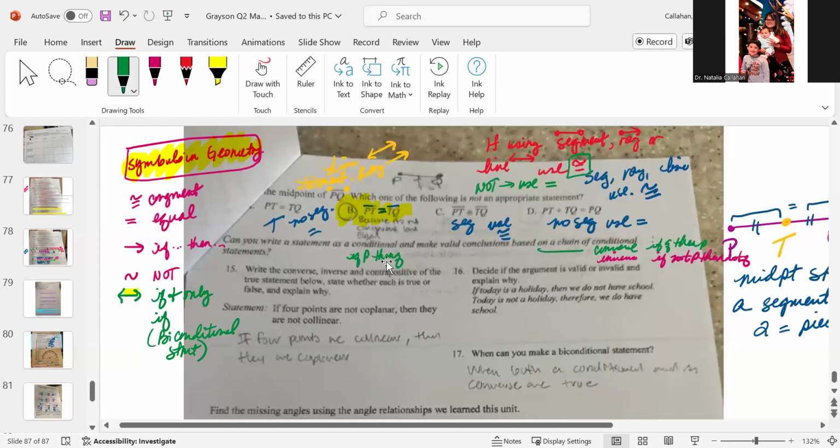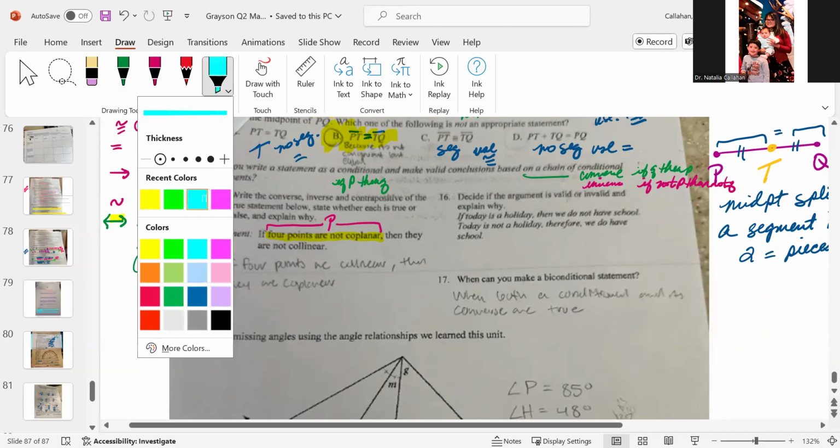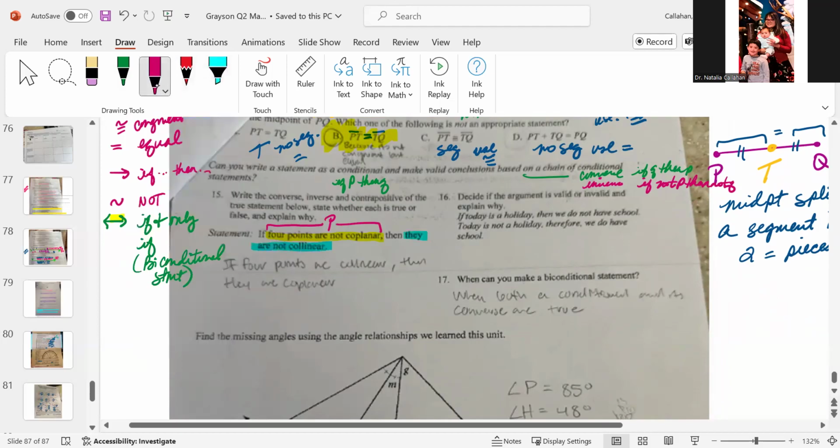Okay, so let's take a look at number 15. If 4 points are not coplanar, then they are not collinear. Four points are not coplanar, right? That is going to be your P. Do you agree with that? Then they are not collinear. This part right here is Q.